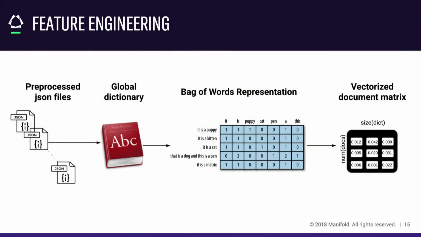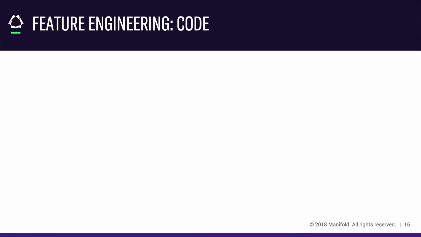So to summarize, this feature engineering step is going to convert our 9 preprocessed JSON files into a document matrix ready for modeling. So implementing our feature engineering phase in Dask is as follows.